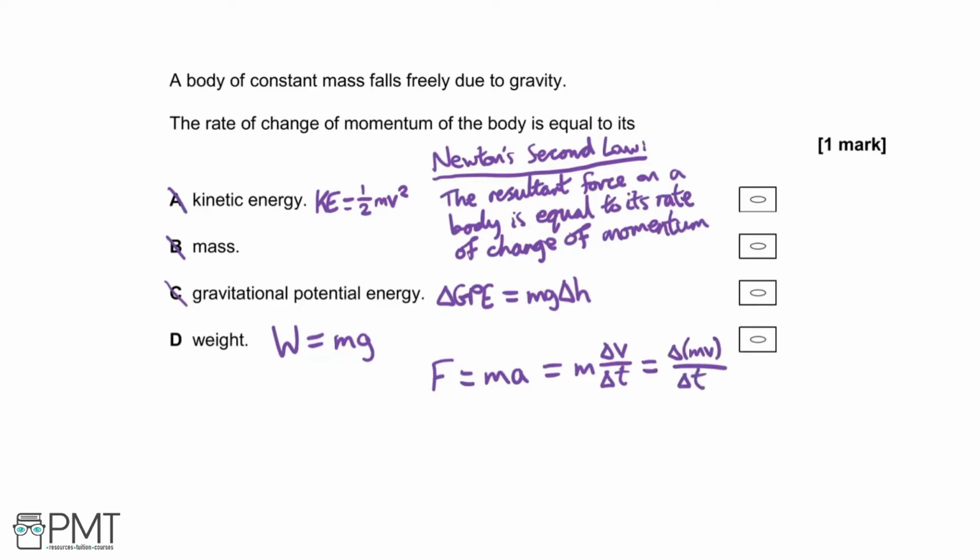So if we backtrack towards F, we can actually say that W, being the only force acting on the body, is the resultant force. So all of these values are equal. So the weight is equal to the rate of change of momentum if you look at either ends of that chain of equations. So D is correct.